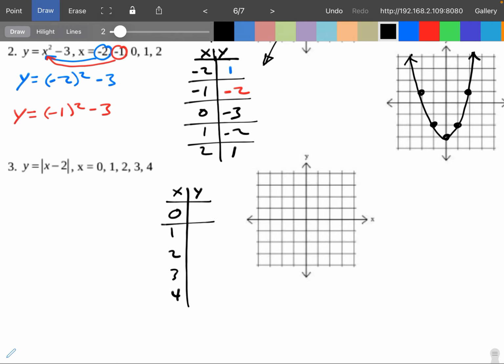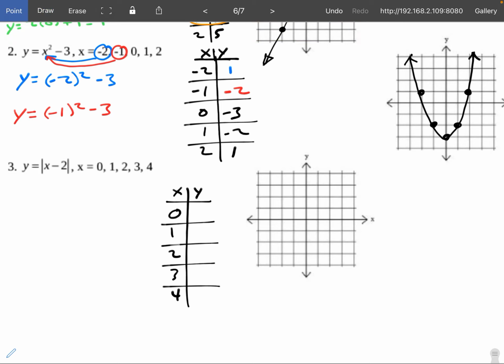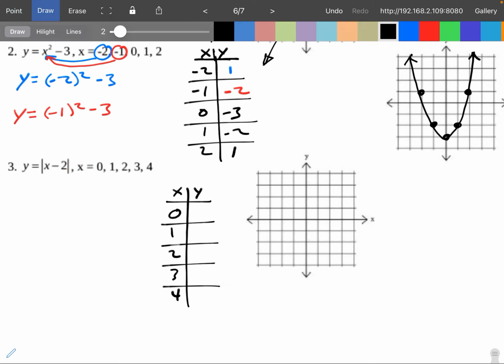So 0, 1, 2, 3, 4. All right. So let's do, I don't know, let's just do this one. So we're going to take 0. We're going to plug it in right here for x. So what's 0 take away 2? Negative 2. And then you got to take the absolute value of that. So 2. Maybe the next one I'll write down for you guys so you can see.